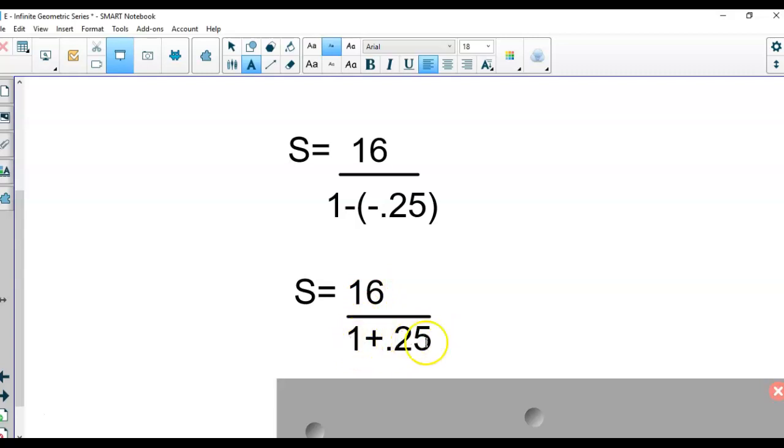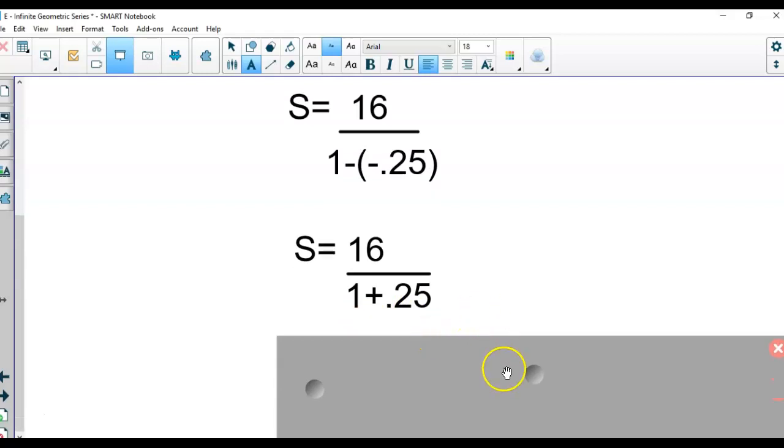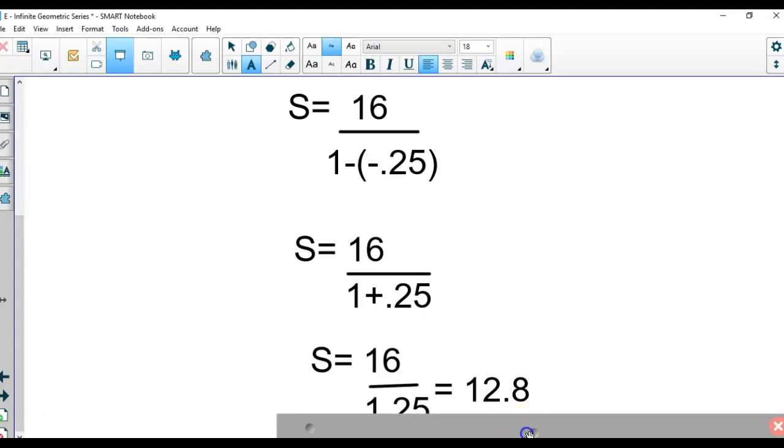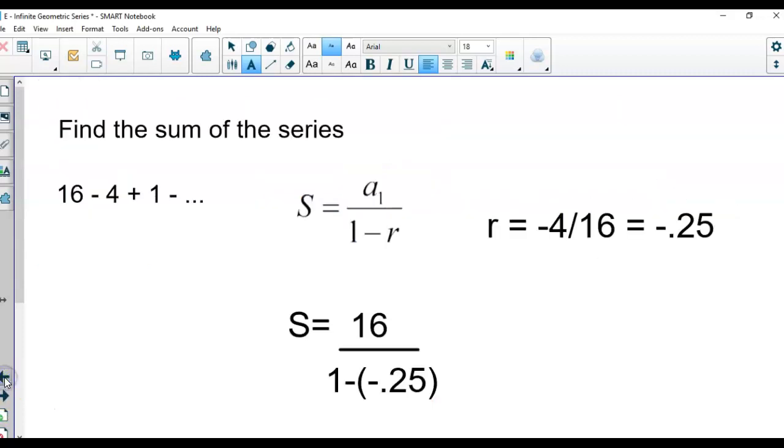I now am going to evaluate the denominator. So that's going to give me 16 over 1.25. And when I divide that out, I get 12.8. Okay, I think we have one more to try. Oh, we don't have one more try. There we go. That's it.